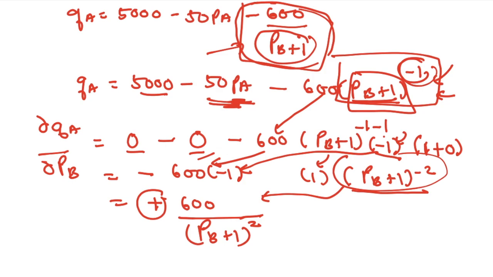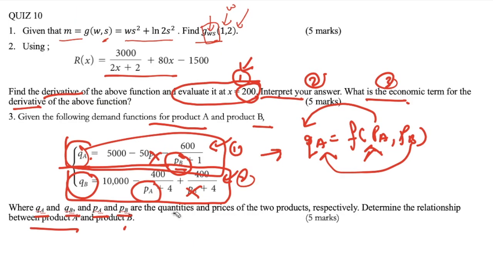But then we have another equation, QB as a function of PA and PB. QB as a function of PB and PA, isn't it? So you also need to differentiate this, yeah? How do we do it? Let's do it here.